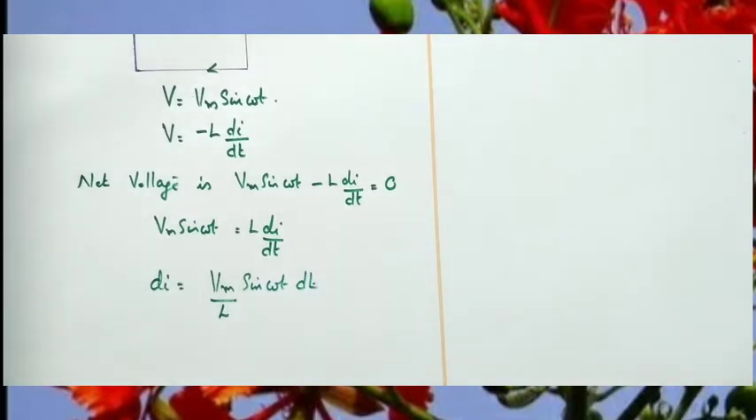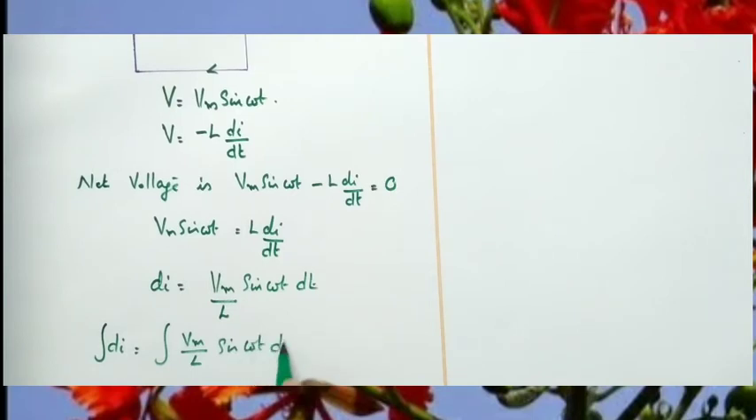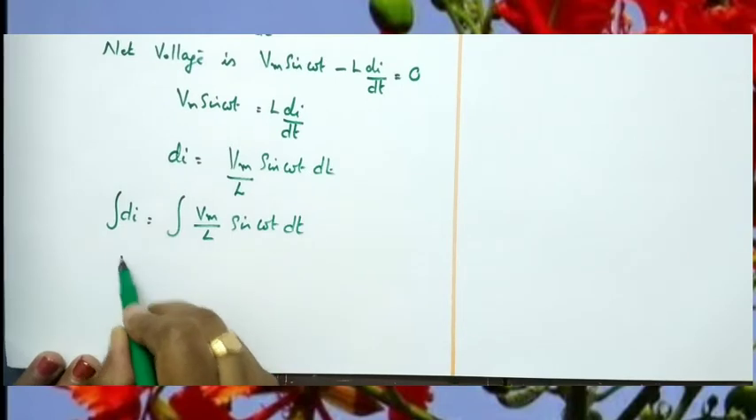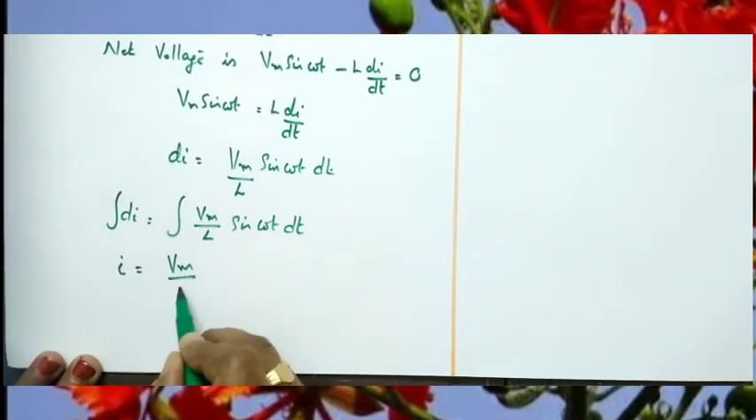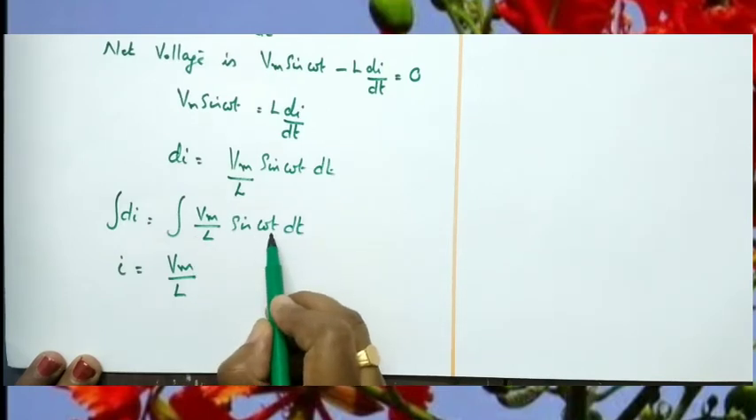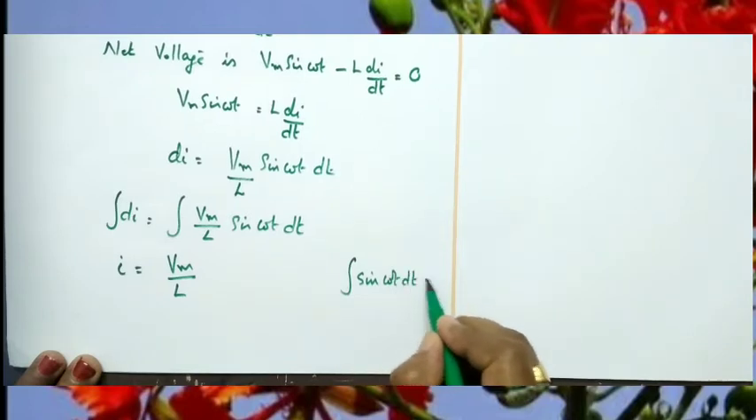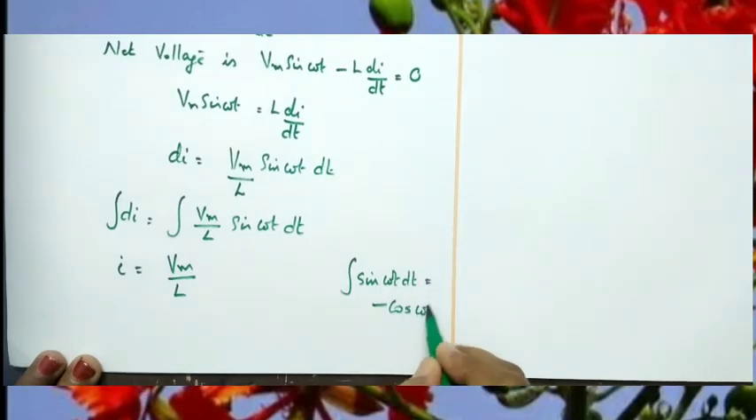Now we have to calculate the total current. How will we calculate the total current? We can integrate. So integral di is equal to integral Vm divided by L sin omega t dt. Now integral di is I, equal to Vm divided by L. What is integral sin omega t dt? We have integral sin omega t dt is equal to minus cos omega t, divided by the coefficient omega.